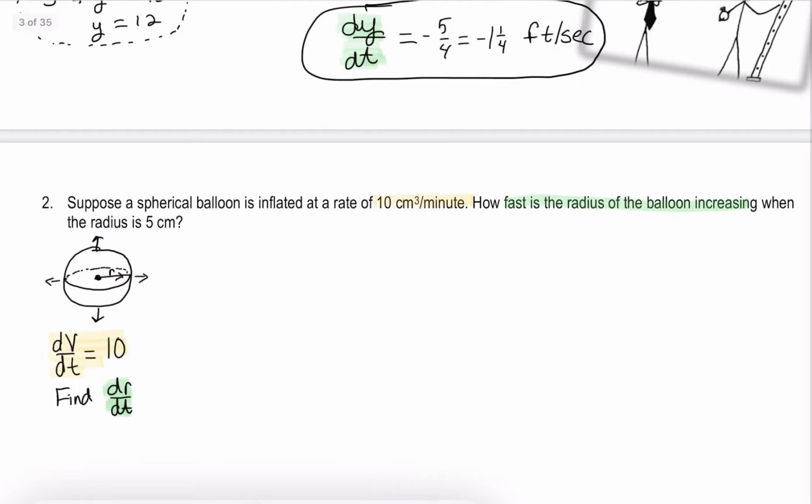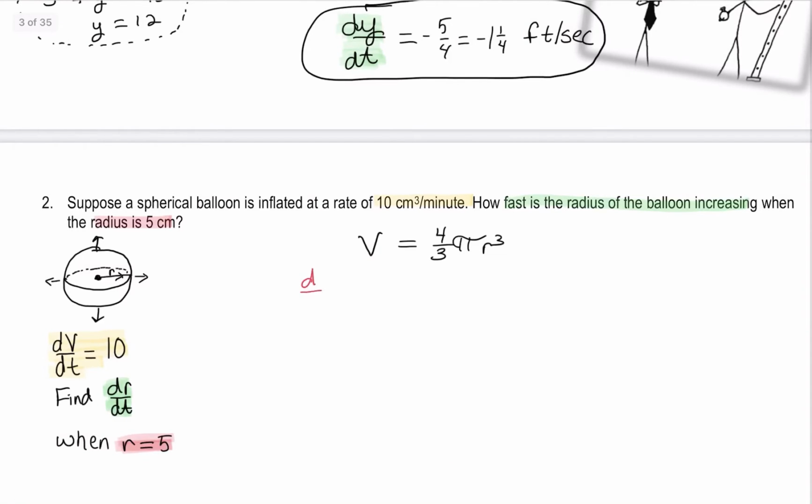And we want to know that at the instant when r is equal to 5 centimeters. So when r is equal to 5, so when the radius is 5. Okay, so we start off with our volume relationship. So volume is equal to 4/3 pi r cubed. All right, so now we differentiate with respect to time.